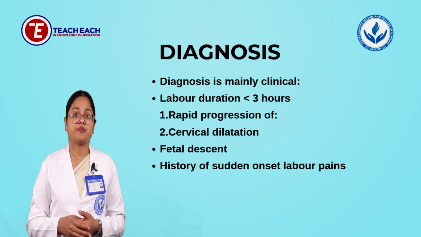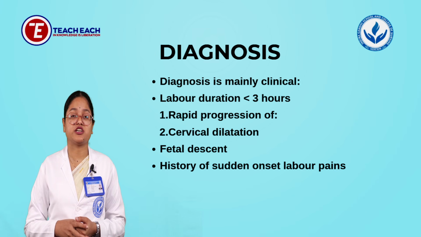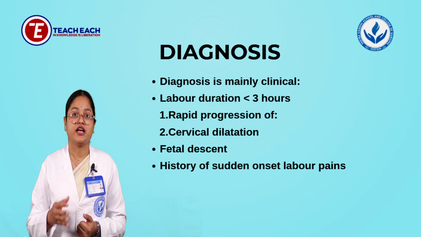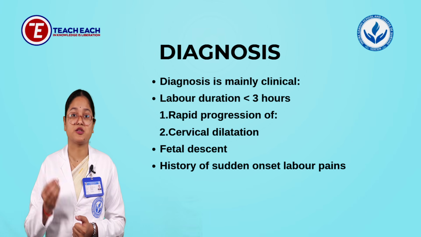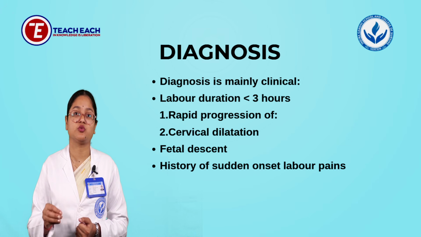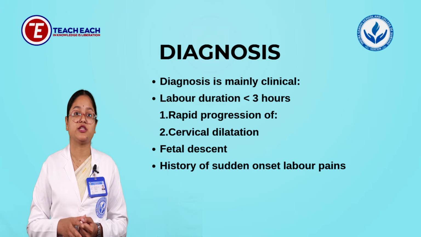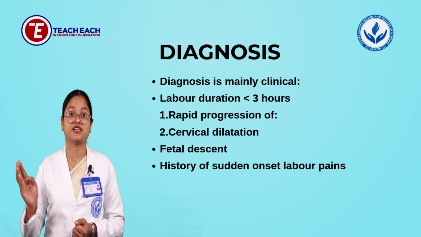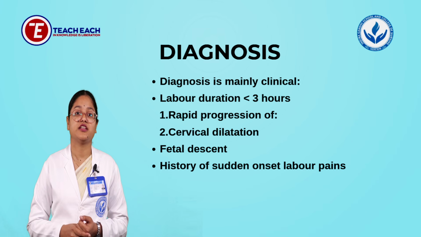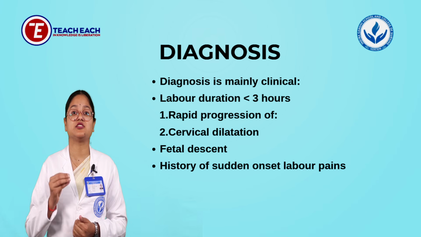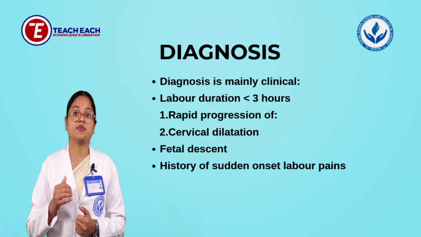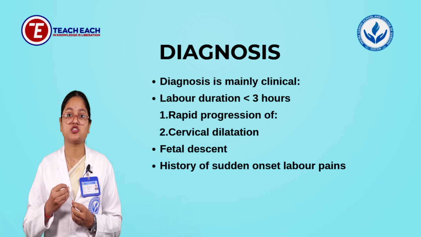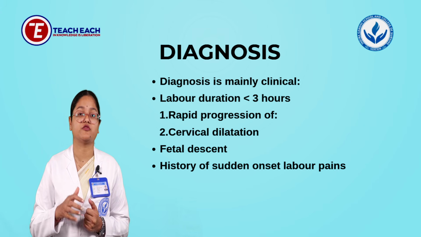And the rapid progress of cervical dilatation: normally it takes too much time for the cervix to dilate, but in a precipitate labor it will be very fast. Within 2 hours full dilatation will be there, which normally takes 12 hours, so about 10 hours less. Then fetal descent. The fetus descends throughout the labor, which is the principle of the mechanism of labor. So due to strong uterine contraction, it will come down very fast.